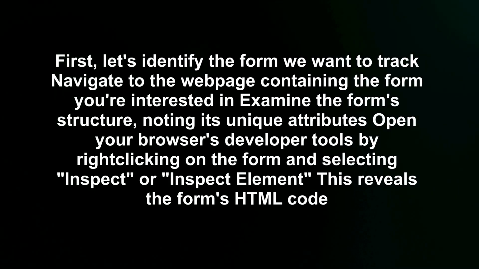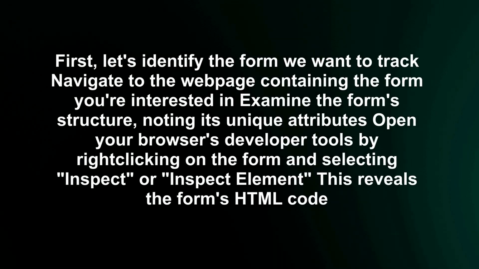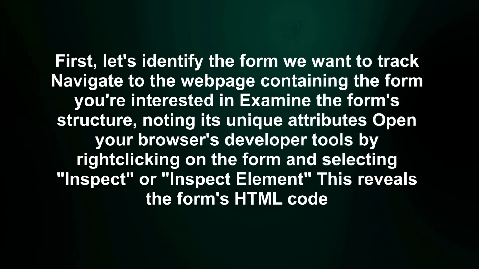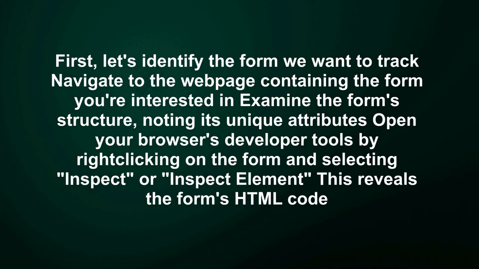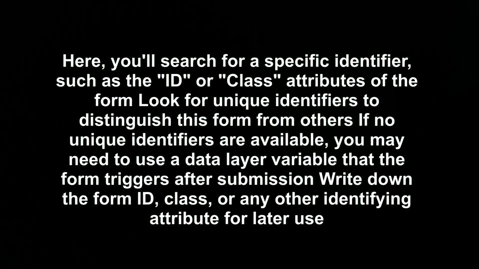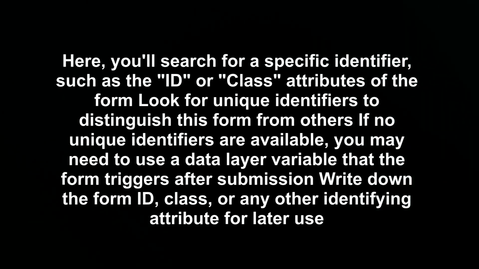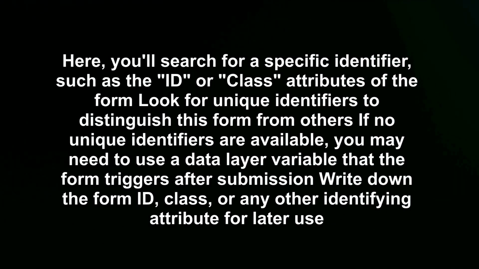Examine the form structure, noting its unique attributes. Open your browser's developer tools by right-clicking on the form and selecting Inspect or Inspect Element. This reveals the form's HTML code. Here, you'll search for a specific identifier, such as the ID or class attributes of the form. Look for unique identifiers to distinguish this form from others.